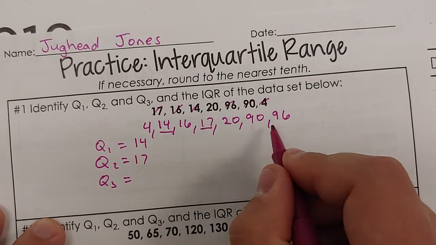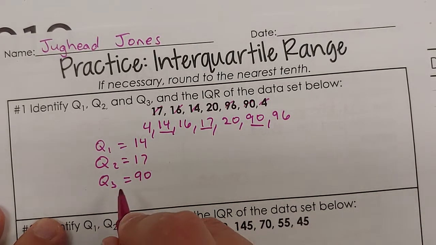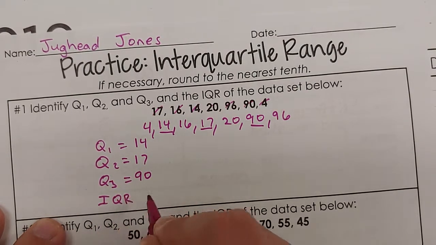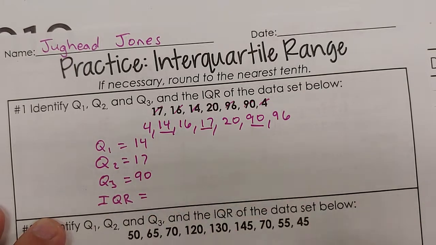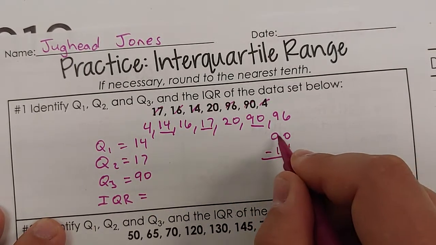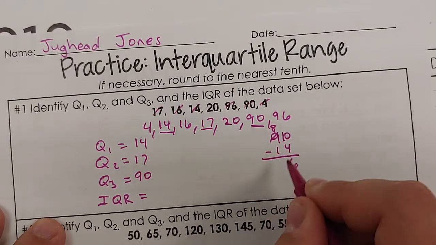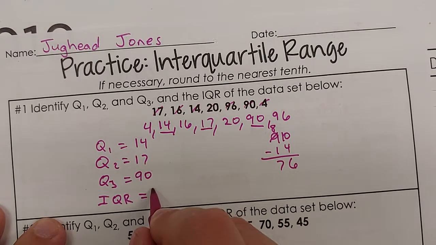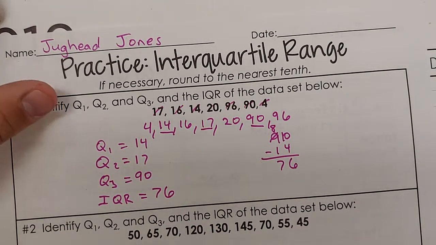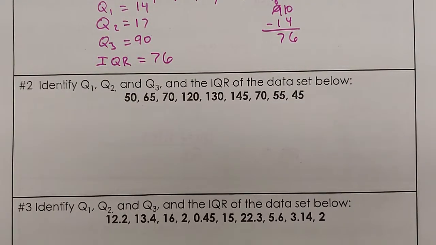Q3 will be 90. And our interquartile range is going to be 90 minus 14. So 90 minus 14, borrow a number from here, 76 is our interquartile range. Go ahead and try number 2 now.